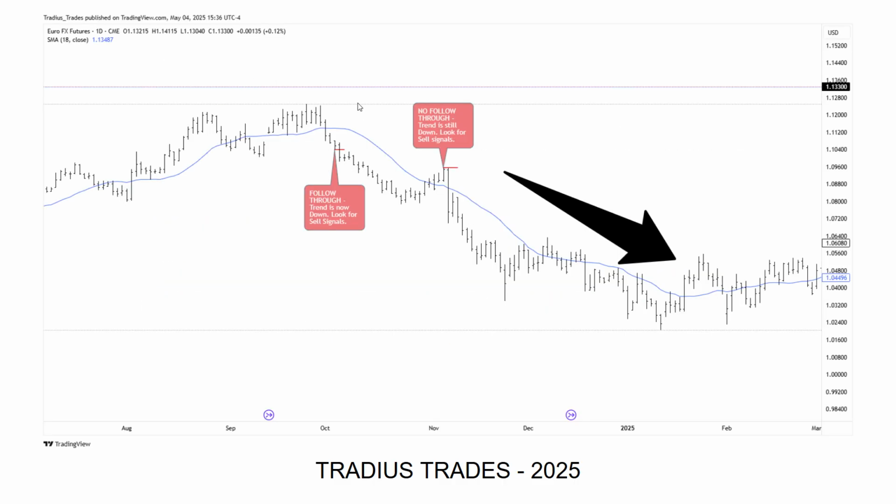So here we have Euro back in October 2024, and we had the 18 period moving average on our chart here, and we had 2 bars trade below, none of which were inside bars, and then we followed through by trading through the low of those 2 bars. This tells us the trend is down, okay? So then what do we see?